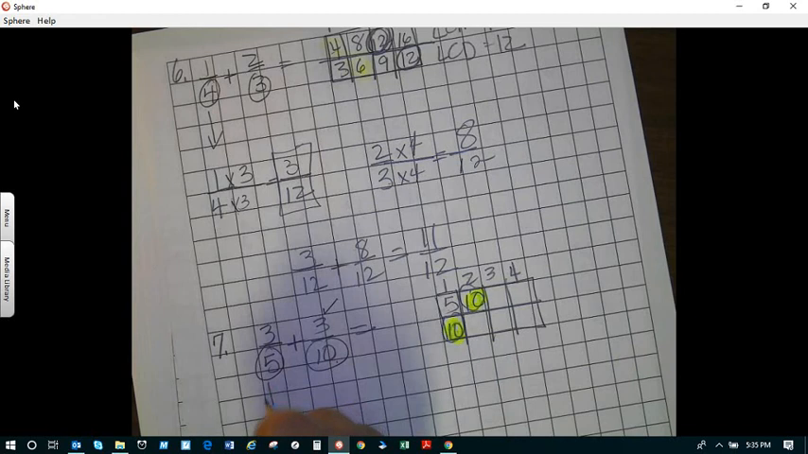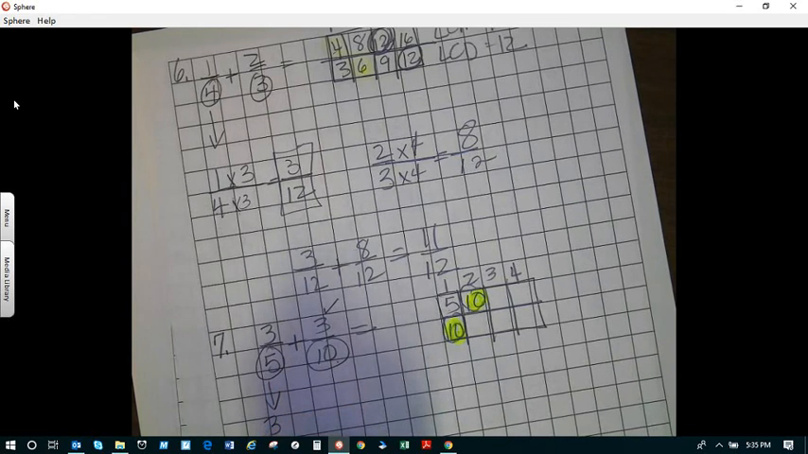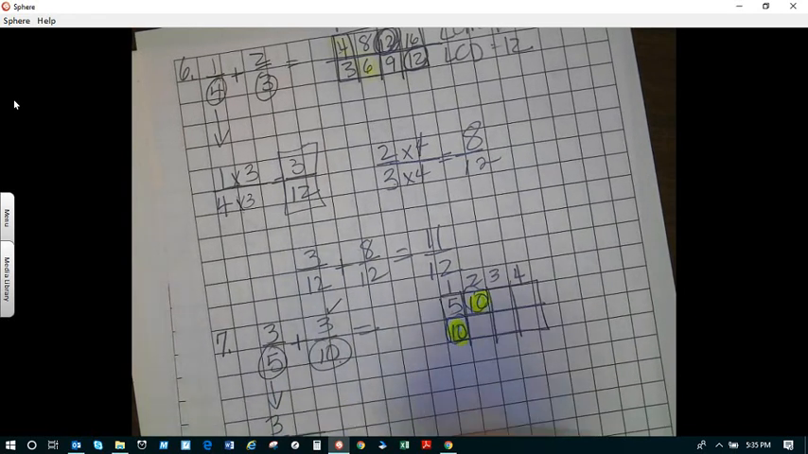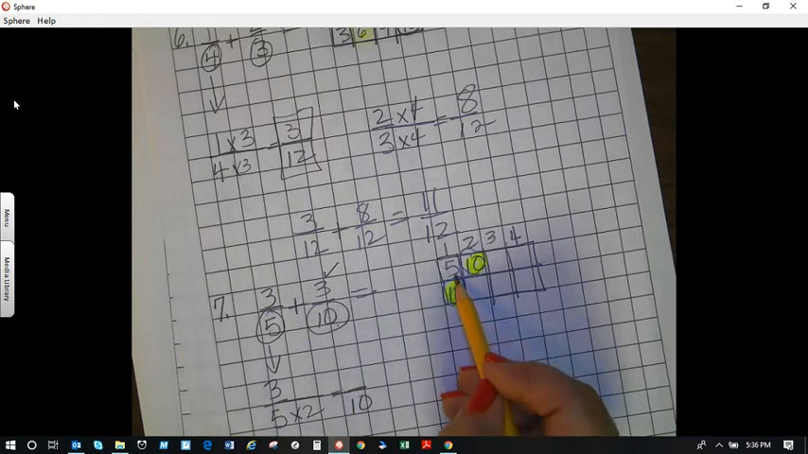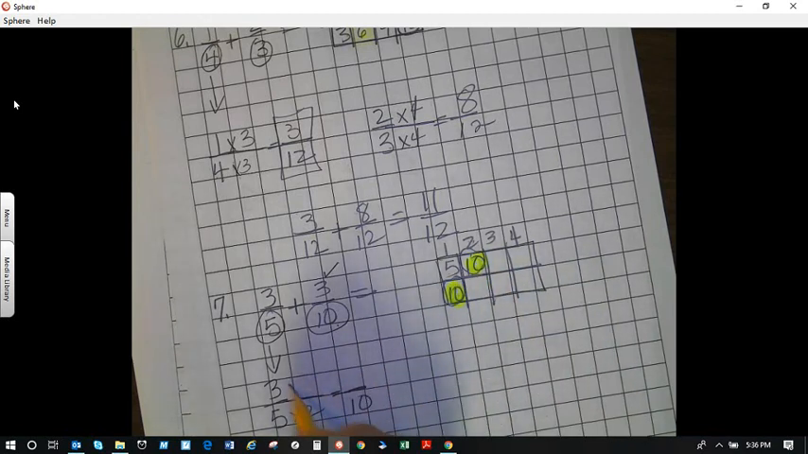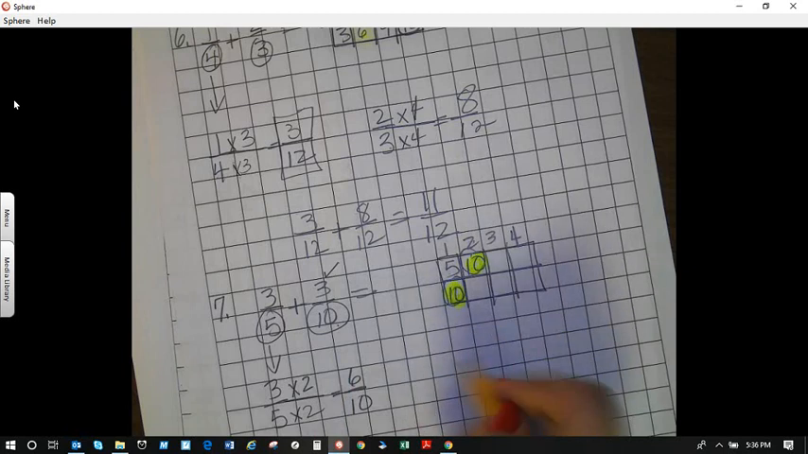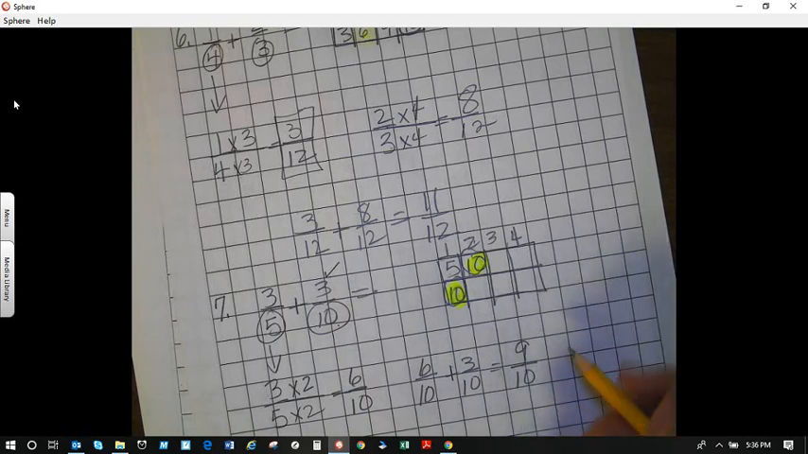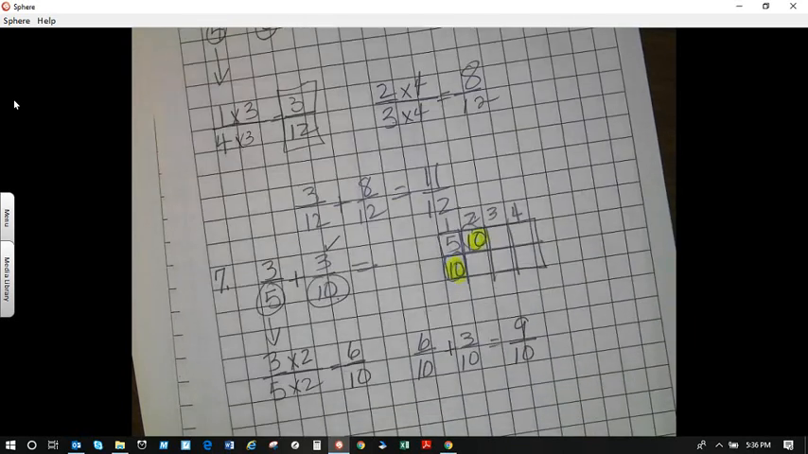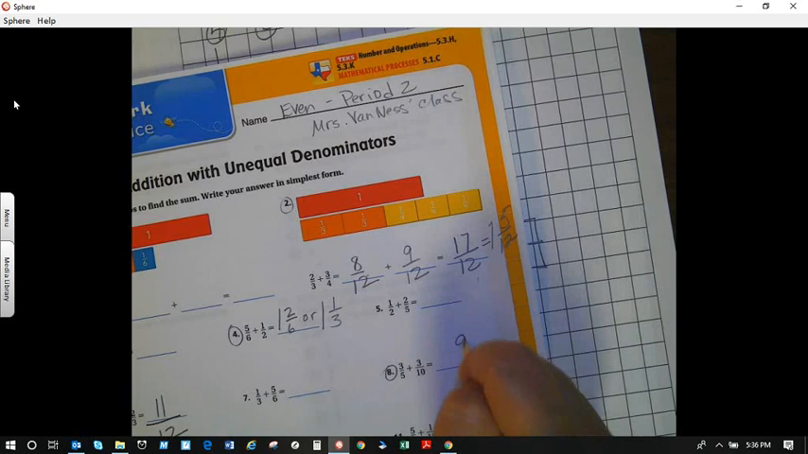So I don't need to do anything to this fraction because it already has a denominator of 10. But here, 3/5, extend my fraction bar. I need to take it to 10. So I went 5 times 2 equals 10. 3 times 2 equals 6. So now I have 6/10 plus 3/10 equals 9/10. Okay, and so my answer over here is 9/10.